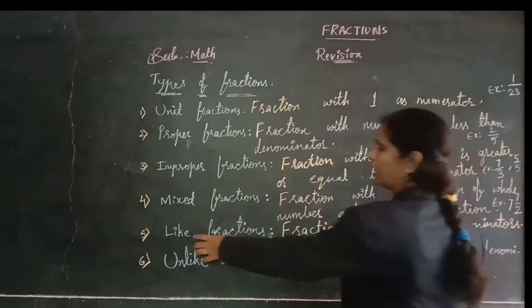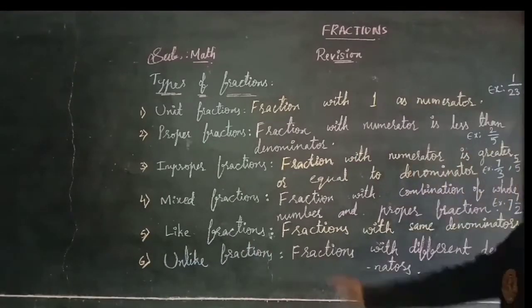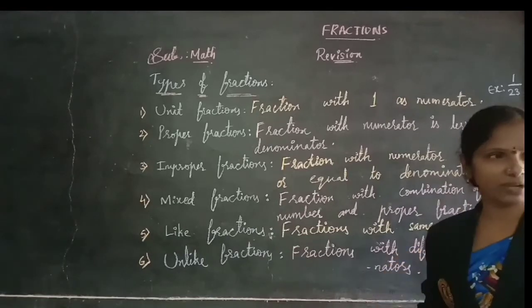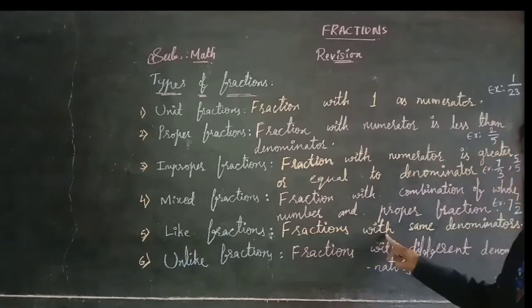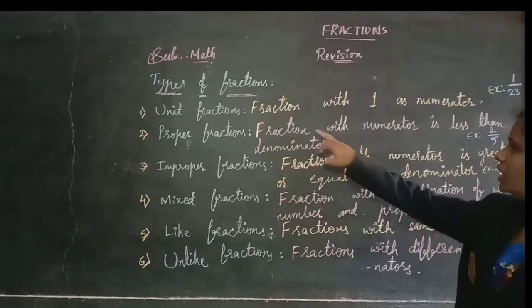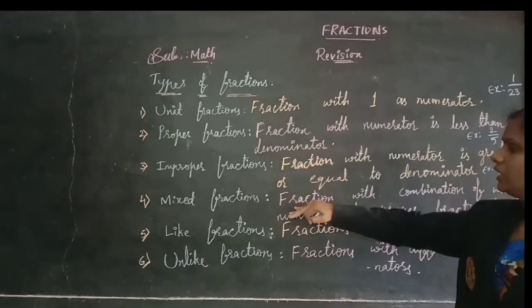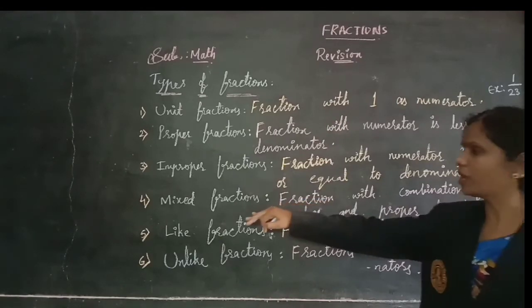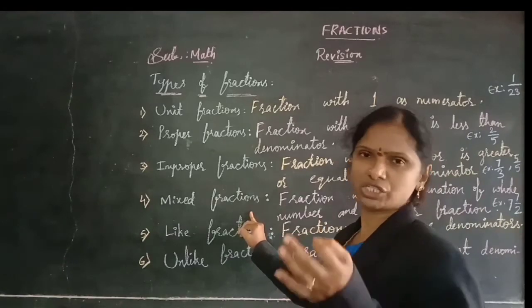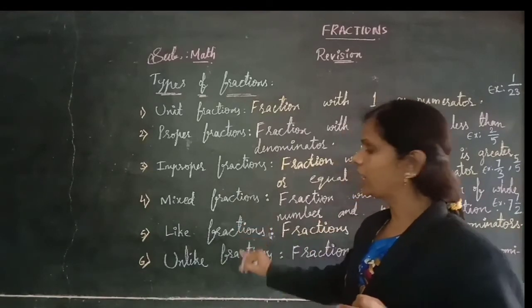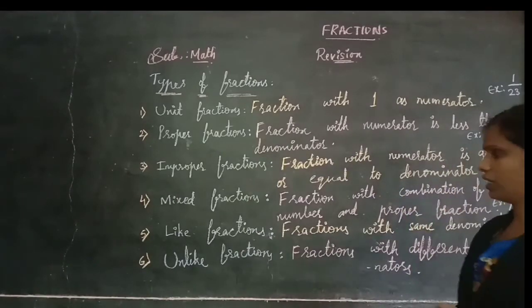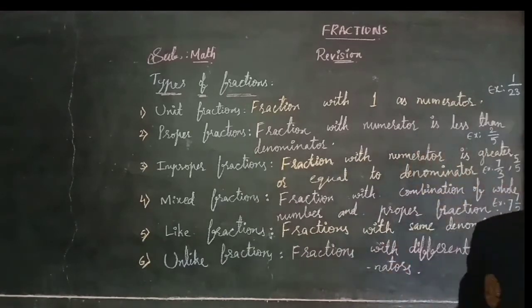And coming to like fractions. To confirm like or unlike fractions, we require more than one fraction, children. Here, fractions with the same denominators. Up to the mixed fraction, even if only one fraction is given, we can say which type of fraction it is. But coming to like and unlike, we require more than one fraction, a set of fractions, children. So, fractions with the same denominators.